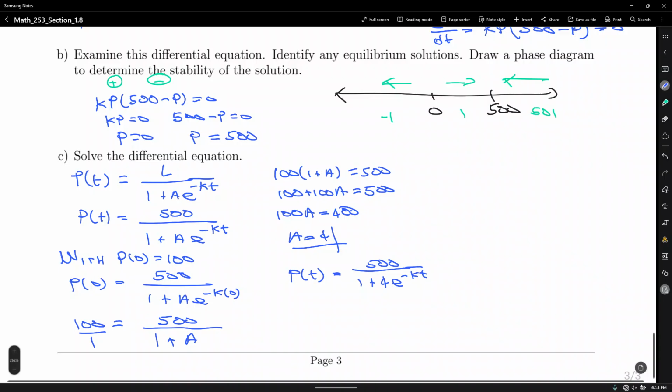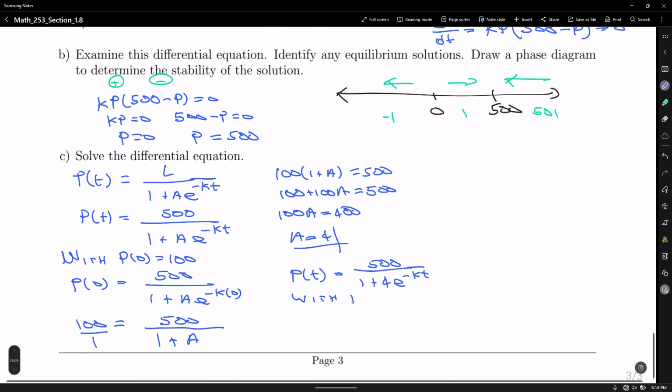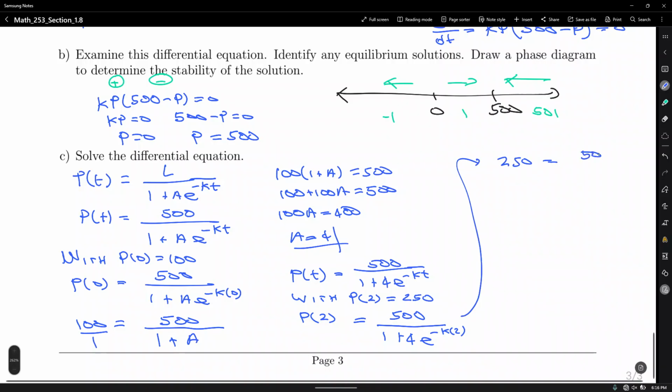And for this, we're going to use the second condition, that is P of 2 equals 250. That is, substitute 2: P of 2 equals 500 divided by 1 plus 4 e to the negative k times 2. So that's 250 equals 500 over 1 plus 4 e to the negative 2k.